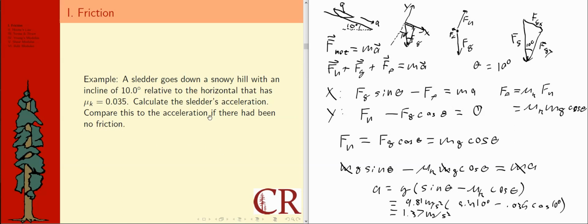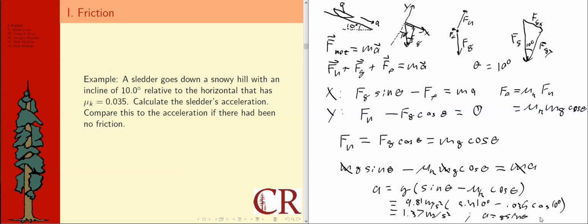Then it says compare this to if there had been no friction. Well, maybe a simple way to do that is to recognize, oh, just knock away this term, set mu sub k equal to 0. It turns out without friction, a is equal to g sine theta as a result that we saw before. So for the no friction part, I'm just going to say a is equal to g sine theta.